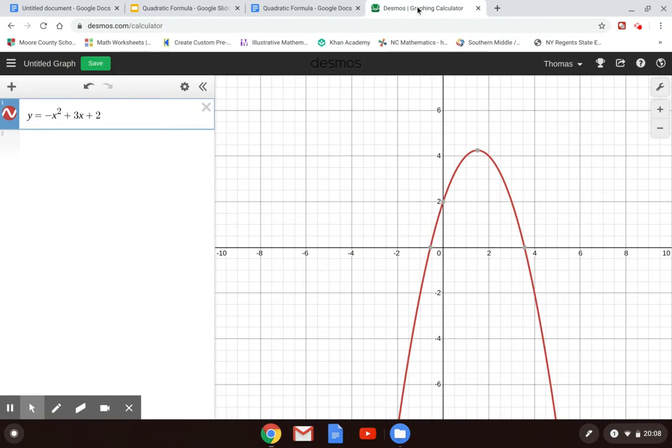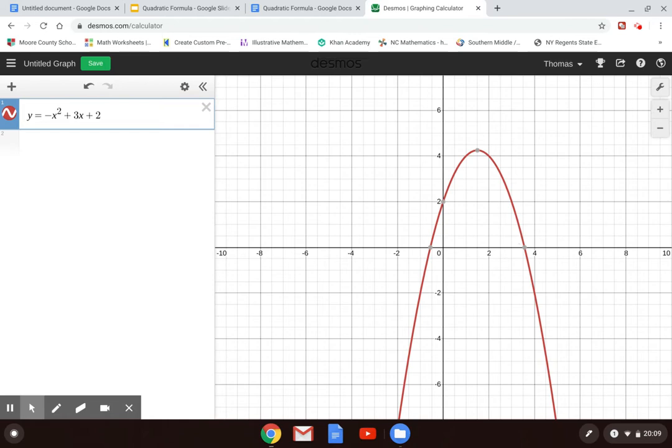All right, so I'm going to go over here to Desmos real quick. And so here we have a parabola that is opening downward, and it's a good model of what a baseball looks like when it's hit into the air. It starts at a certain point, it goes up, and then it goes back down.